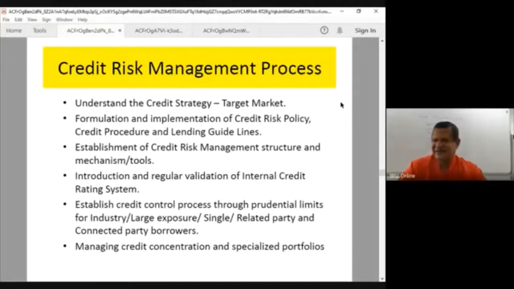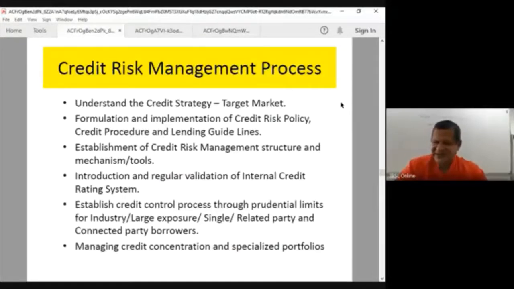So that's why we need to do this internal rating system, and we need to revalidate. That means some of the parameters set in this may need revisions from time to time, and those revisions have to be done by credit risk.